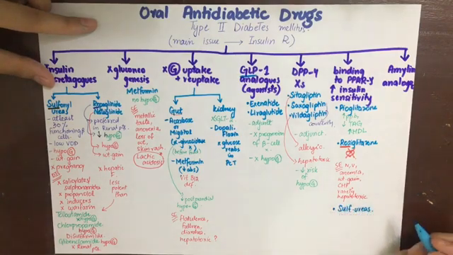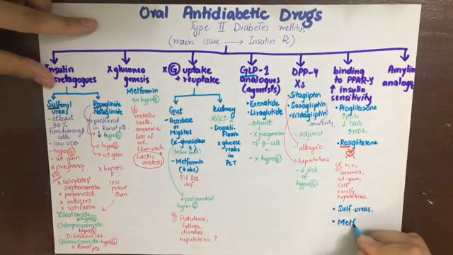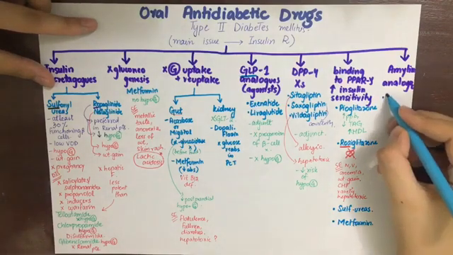Sulfonylureas and metformin have also somehow found their way into this class and can also increase insulin sensitivity.